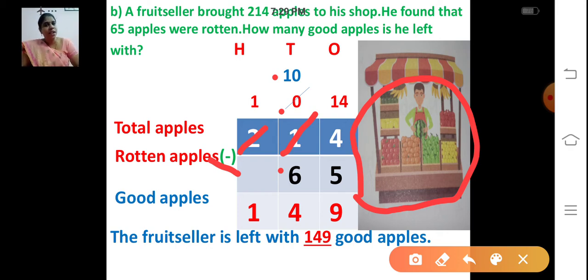Now let's move on to the hundreds place. So bring down that 1. So the answer is, how many good apples were there now? 149 good apples. The fruit seller is left with, see, I already told you, left with, remaining, all these come under subtraction, right? So the fruit seller is left with 149 good apples.